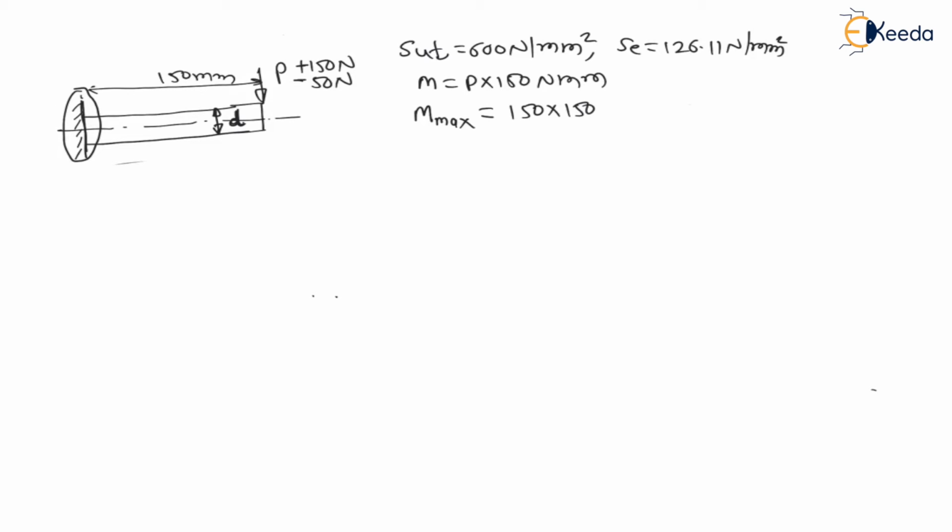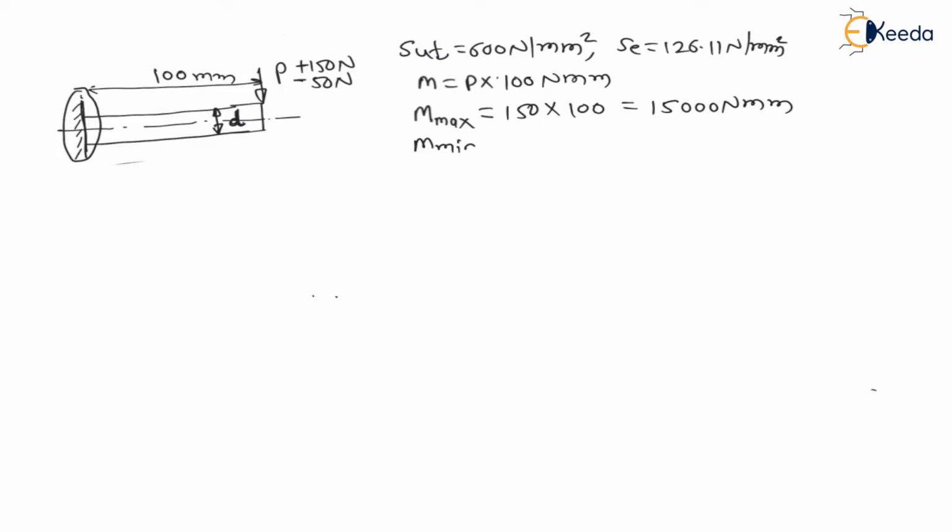Dear students, in the actual question this 150 distance is 100. Make a correction. This distance of the fixed end from the load is 100. Therefore the moment will be force into 100. Therefore for finding maximum bending moment, maximum force is 150 and distance is 100, so it will be 15,000 Newton-mm. This is the maximum bending moment.